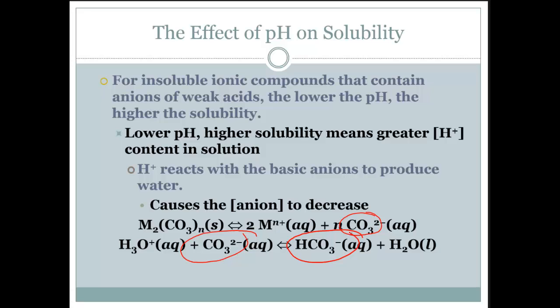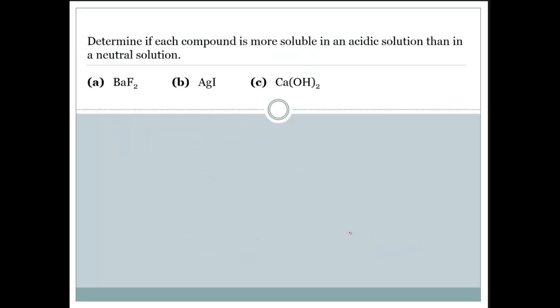Alright, so let's try to put this into effect. Determine if each compound is more soluble in an acidic solution than in a neutral solution. Let's first take a look at barium fluoride. The solubility of barium fluoride will be greater in acidic solution because the fluoride ion is a weak base. So therefore that fluoride is going to absorb some of the hydrogen, and therefore it's going to dissolve more.